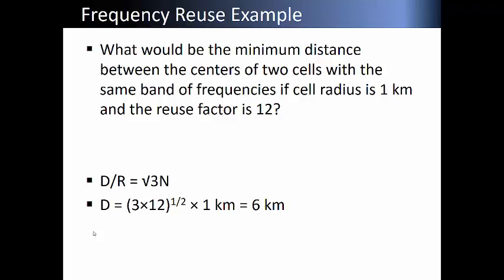What would be the minimum distance between the centers of two cells with the same band of frequency if the cell radius is 1 kilometer and the reuse factor is 12, which means 12 channels will be provided? Then what is the minimum distance? So that we need to set up the cell tower every 6 kilometers. That's what it is. Okay? This is the answer, which means every 6 kilometers we need to have at least one cell tower.